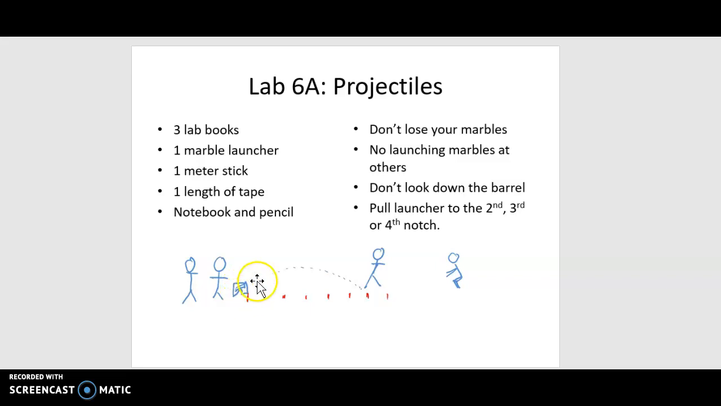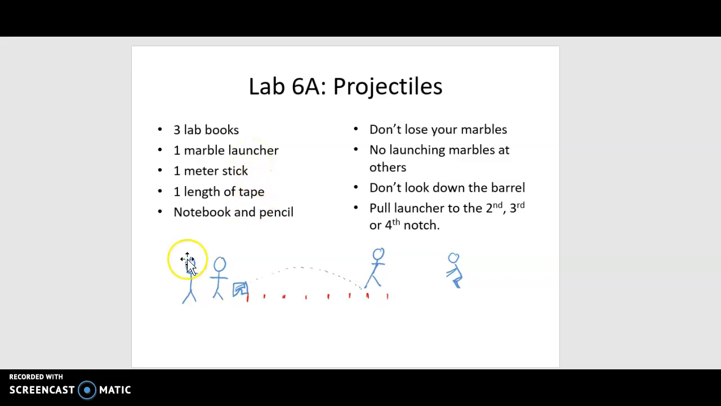And your group is going to change the angle of the projectile launcher in order to figure out how far that projectile will go. And we're going to have markers on the floor where we can measure out and determine what that range is. What you need are 3 lab notebooks, a marble launcher, I'll show you what that is, a meter stick, length of tape, and a notebook and a pencil. Really all this stuff you'll end up gathering up that day.